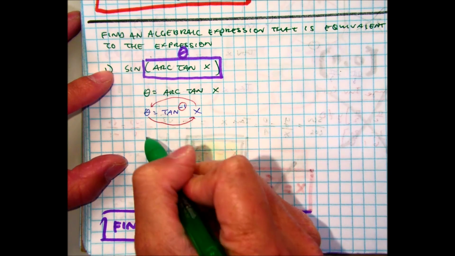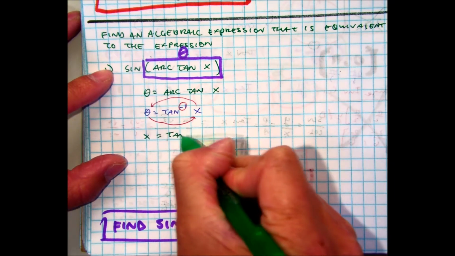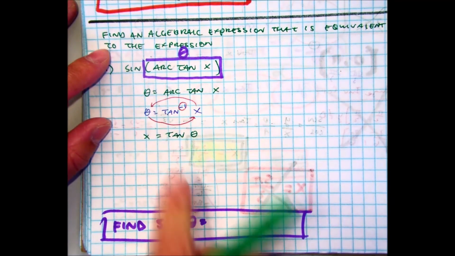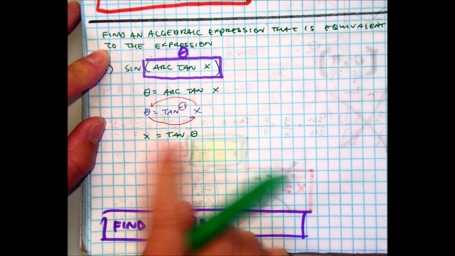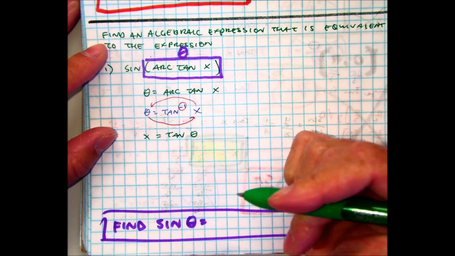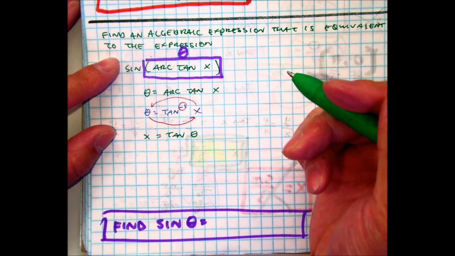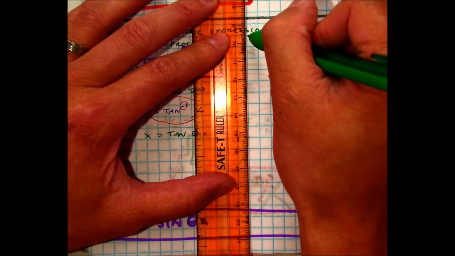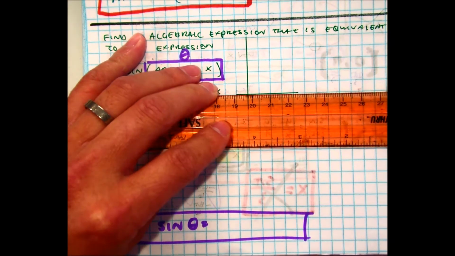What do I write? x equals tangent of theta. Okay, let's think about this. Tangent of an angle equals something. The something is positive. So I'm in quadrants 1 and 3. Okay, what's the easiest quadrant to work with? 1. So let's draw something in quadrant 1. And I'm drawing theta.